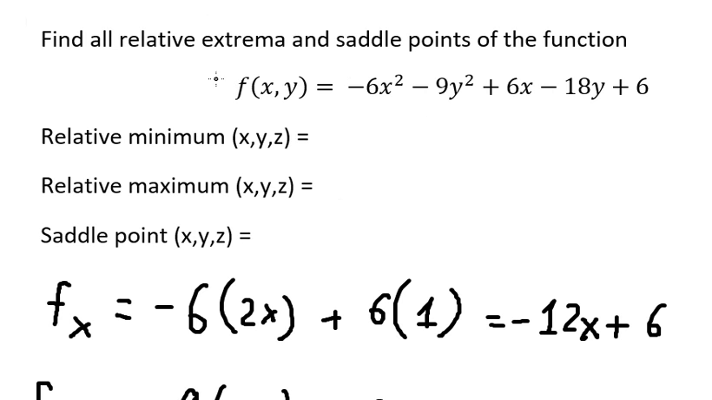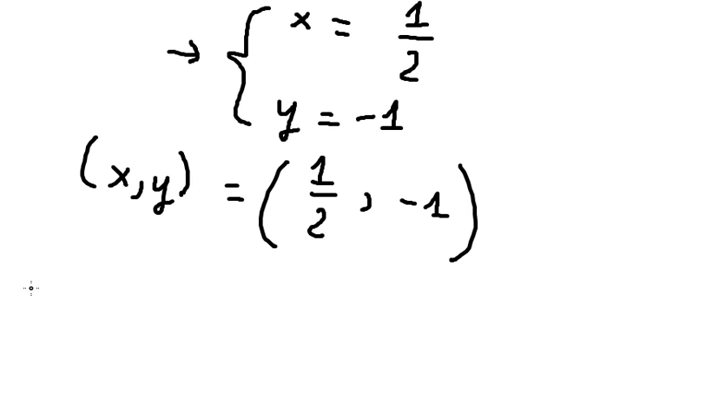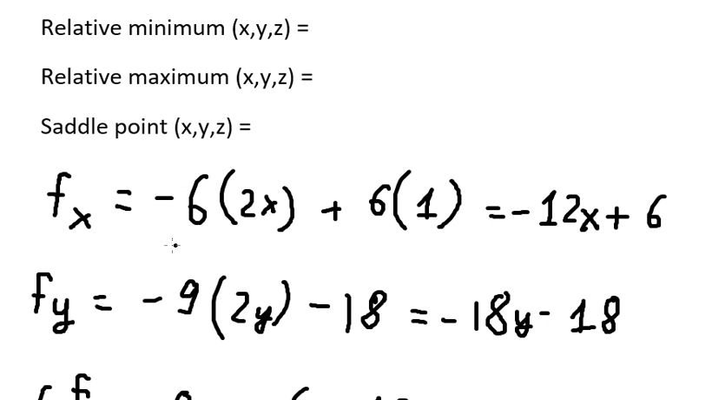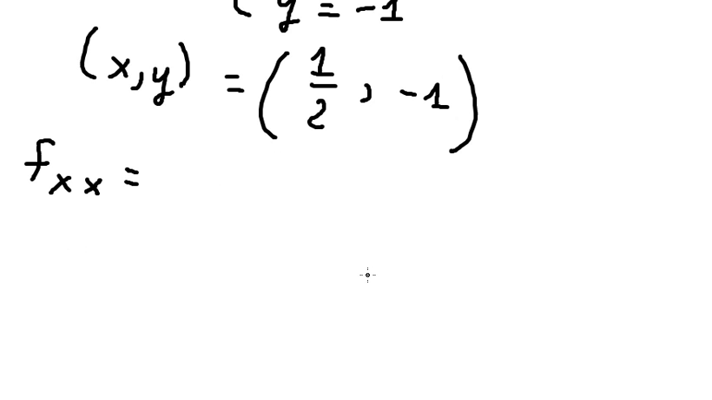Now we need to consider which one is related in here: relative minimum, relative maximum, and the saddle point. Now we need to go to the second derivative, f_xx, of f with respect to x. That means we take the first derivative f_x with respect to x in here. So we have only this one, and that is negative number 12.